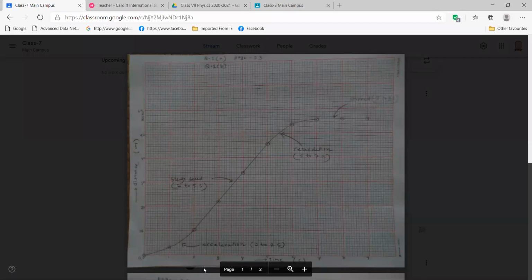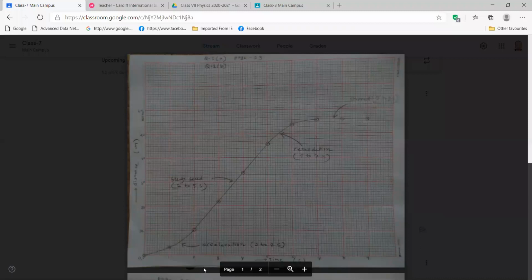Sir, my graph is also the same, but the distance is divided into 5, 10, 15, 20, 25. Okay, now I am explaining, you try to understand it.